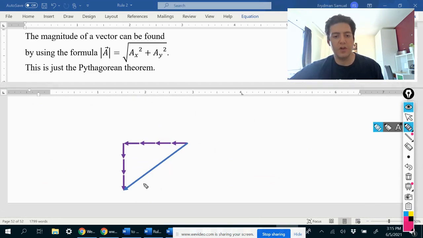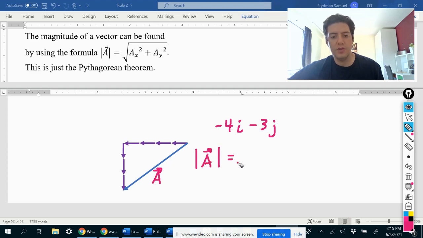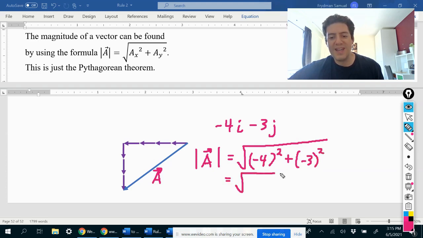So in this case, this vector would be negative 4i, since these arrows are moving to the left, and then minus 3j, since these arrows are moving down. And then let's call this A again. If I wanted to find the magnitude of vector A, then I would do the square root of negative 4 squared plus negative 3 squared. But negative 4 squared means negative 4 times negative 4, which is still positive 16. And negative 3 squared means negative 3 times negative 3, which is still positive 9.